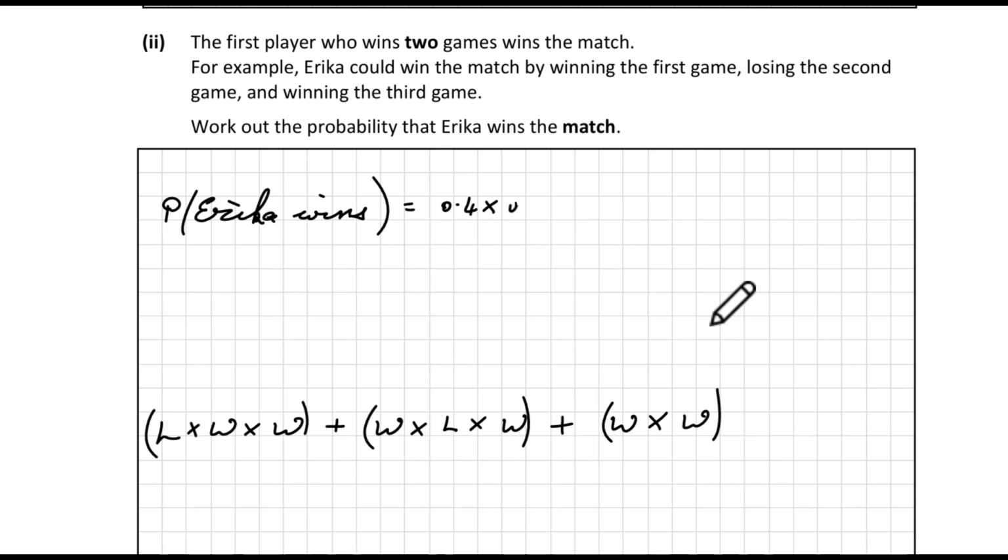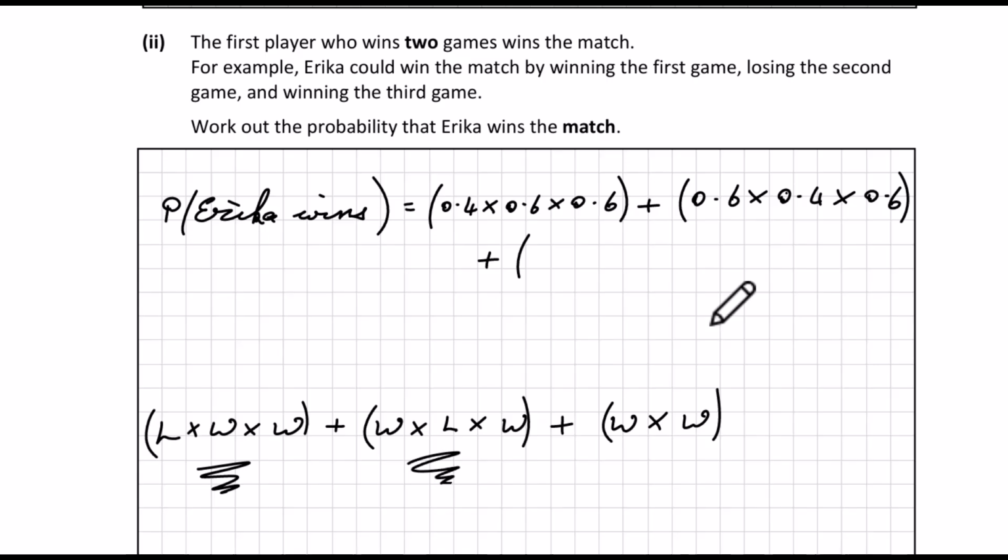Winning is 0.6. So that's the first one here. Or then means you add, winning is 0.6 and losing 0.4 and winning 0.6. Add again, so that was that one there. Now she's going to win both, so it's 0.6 times 0.6. So you just got to do all of those.